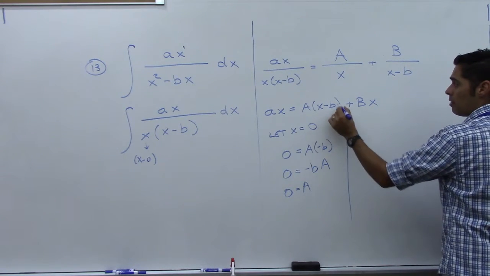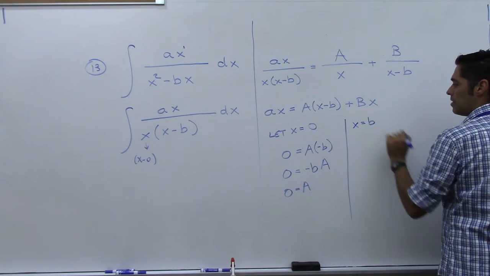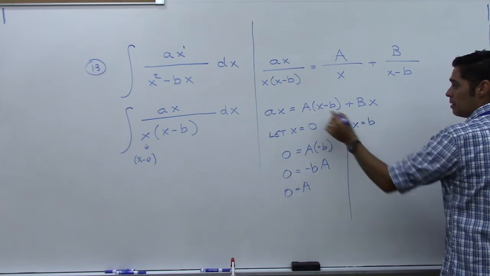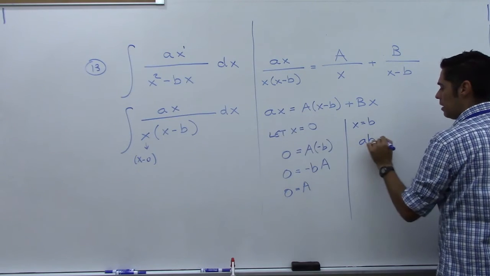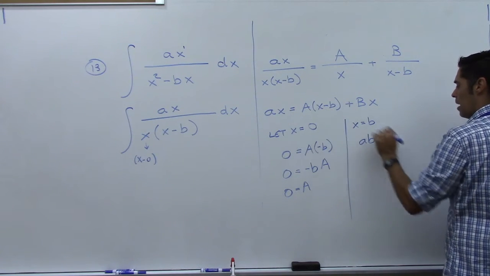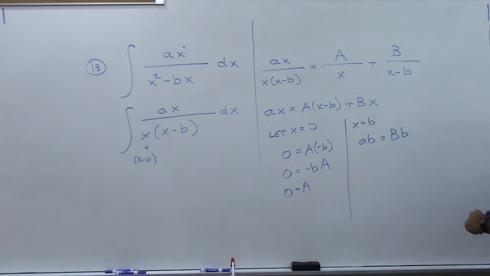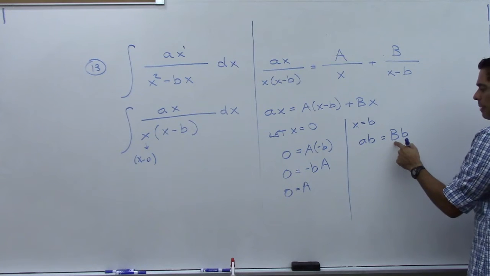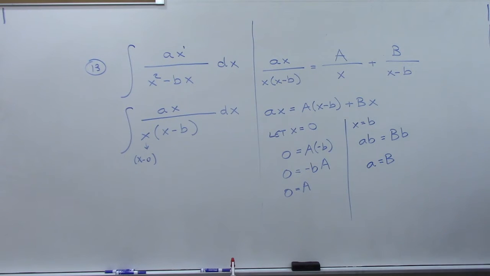So I want to kill off this term now. To kill this off, I need to let x be little b. If x is little b, then we come over here, write the left side, little a times x, but x is little b, equals, we know this is gone, and then this is going to be capital B times little b. And what that tells me, remember I'm trying to solve for capital B, I divide both sides by little b. So capital B is little a, and then that's 0, right?